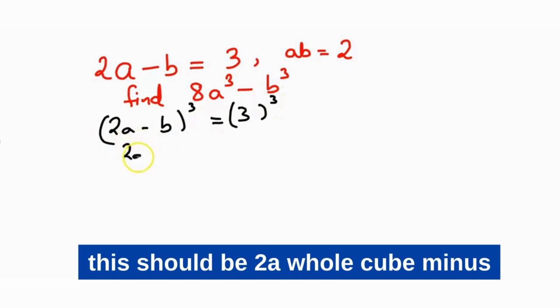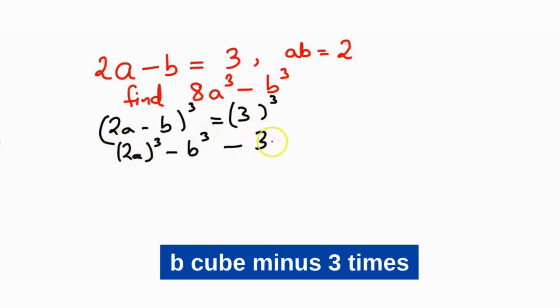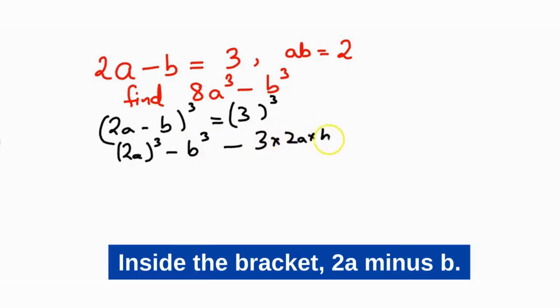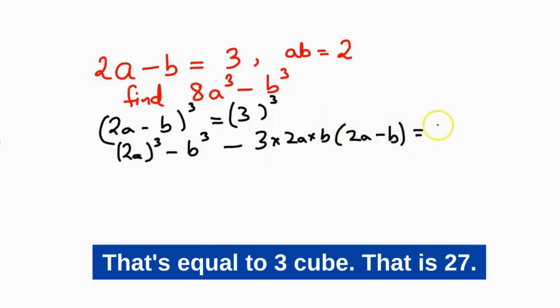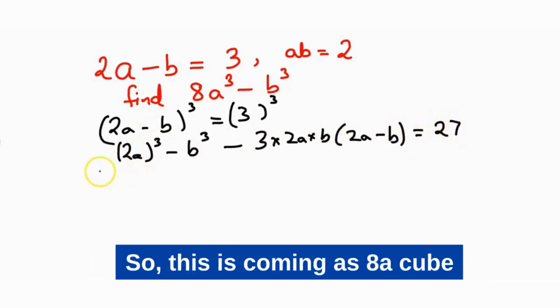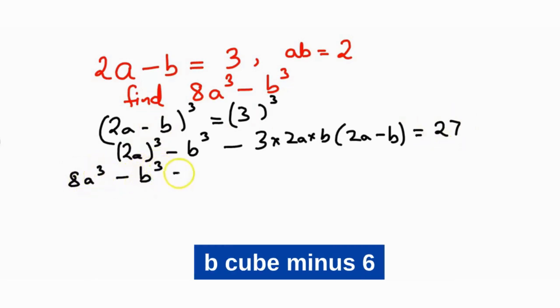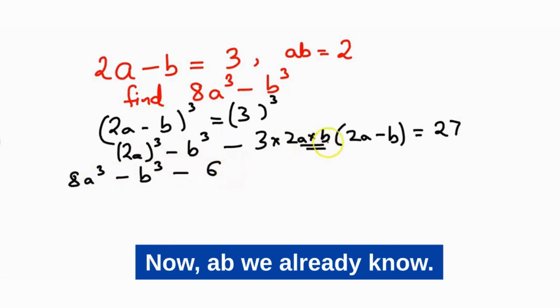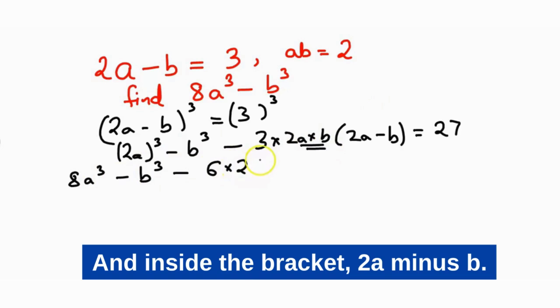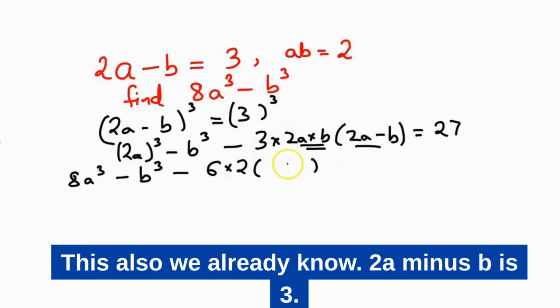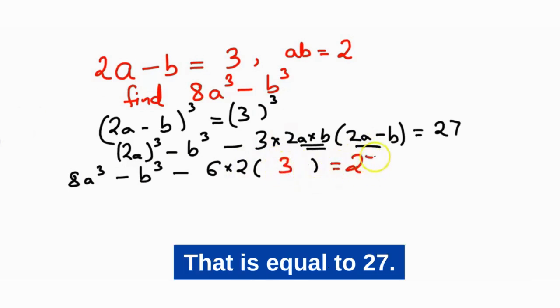So this should be 2A whole cube minus B cube minus 3 times 2A into B, inside the bracket 2A minus B. That's equal to 3 cube, that is 27. So this is coming as 8A cube minus B cube minus 6 multiplied by AB. Now AB we already know. AB is equal to 2. And inside the bracket 2A minus B, this also we already know. 2A minus B is 3. That is equal to 27.